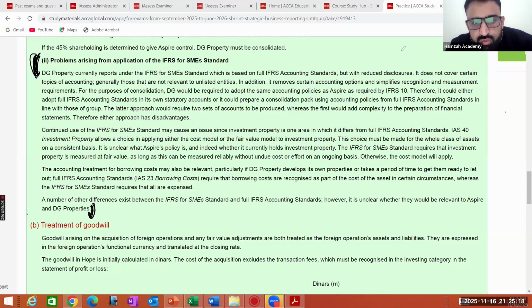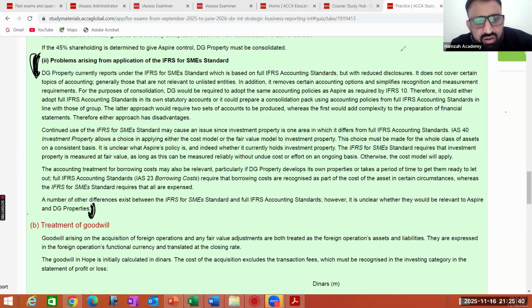The latter approach would require two sets of accounts to be produced, whereas the first would add complexity to the preparation of the financial statement. Therefore, either approach has disadvantages. Continued use of the IFRS for SME standard may cause an issue since investment property is one area in which it differs from full IFRS accounting standard.